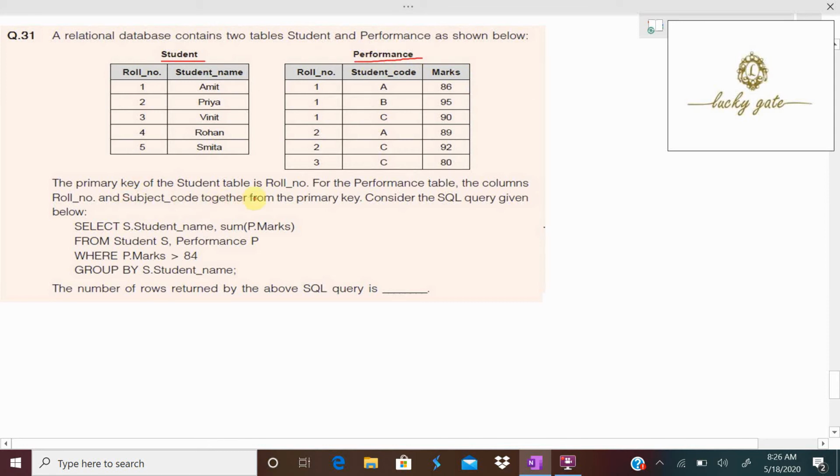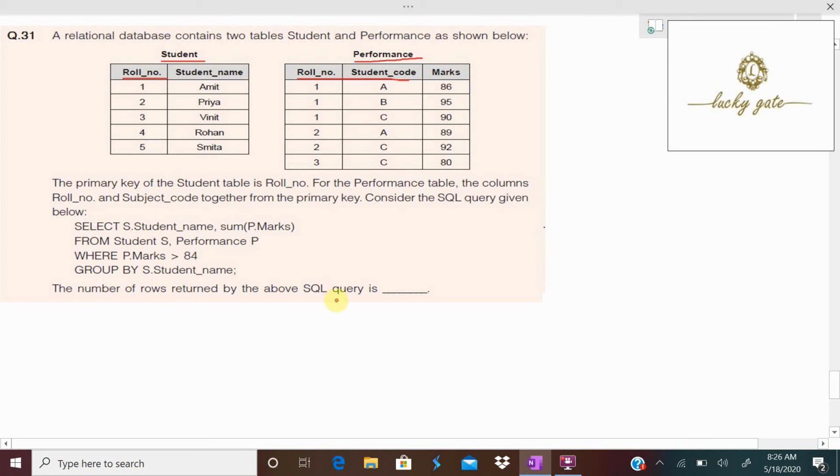Here the primary key of the student table is roll number. For the performance table, the columns roll number and subject code together form the primary key. Roll number and subject code form the primary key. Consider the SQL query below.